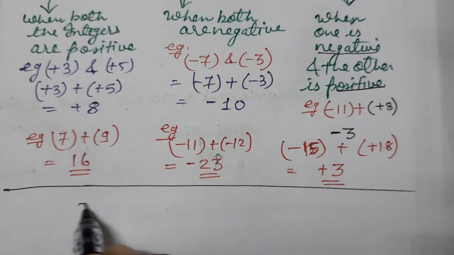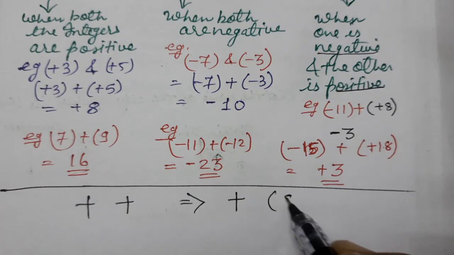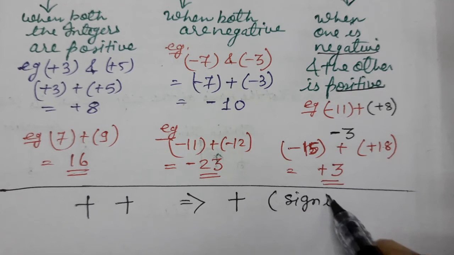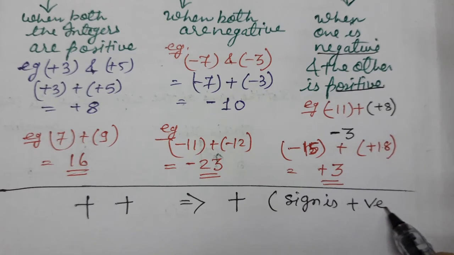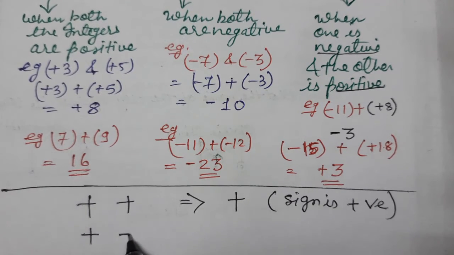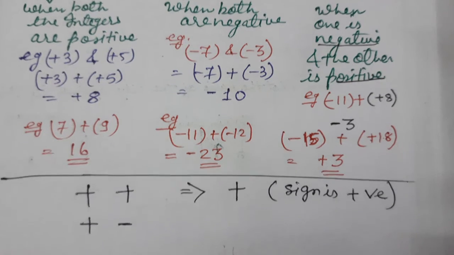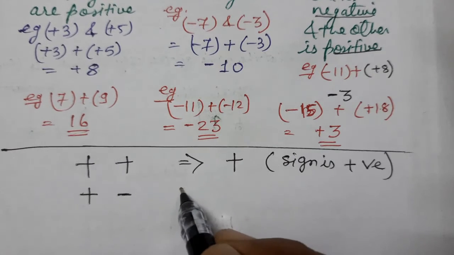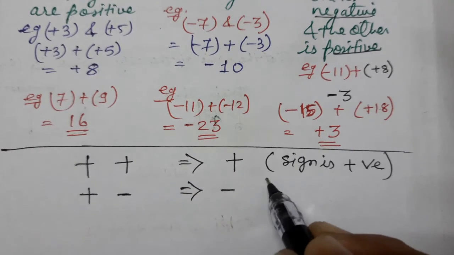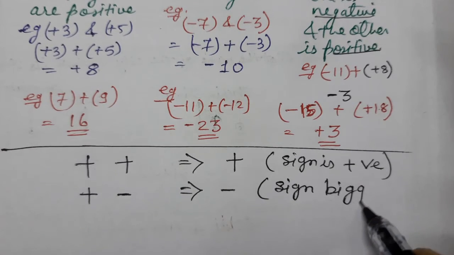first plus plus, both are plus, so add them, and sign is positive. Positive short form I am writing plus and then v. Now 1 is plus, 1 is minus. Then what we have to do? We have to subtract. Plus minus always we have to subtract and sign of the bigger one. जिसका भी sign बड़ा हो वो लगाना है.